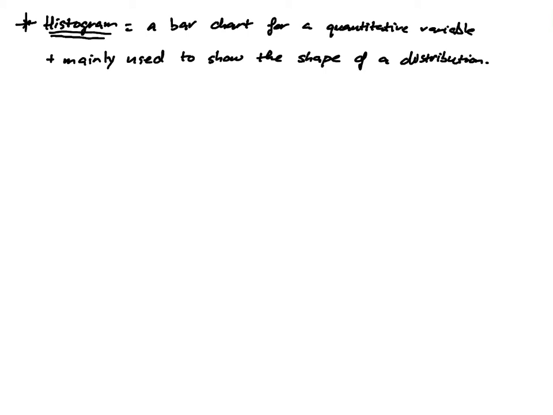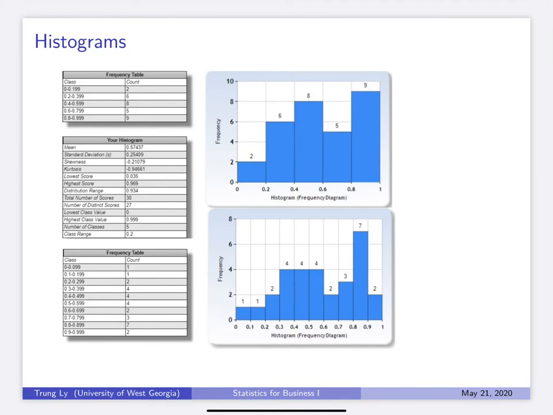Let's look at an example. What I have here is a data set with 30 observations. The value of the lowest observation is 0.035. The value of the highest observation is 0.969.